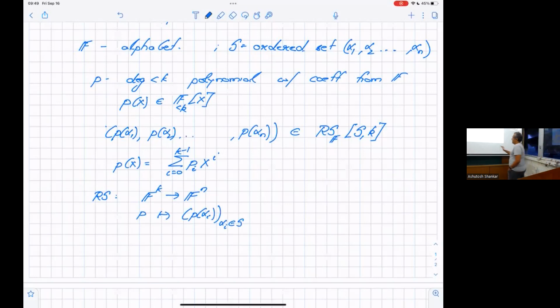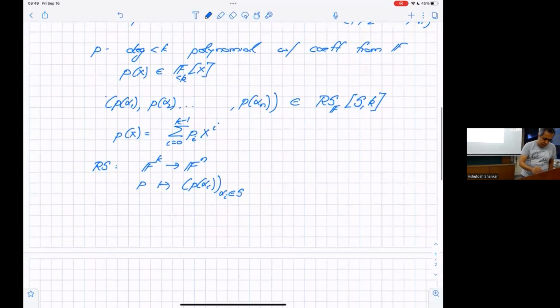Notice, if I give you a different choice of S, a different choice of P, it's a different mapping out there. But for each K and each S, there is that underlying object called the Reed-Solomon code. And it's usually standard to consider two settings of S. One is S is the entire field itself. S is the whole field.